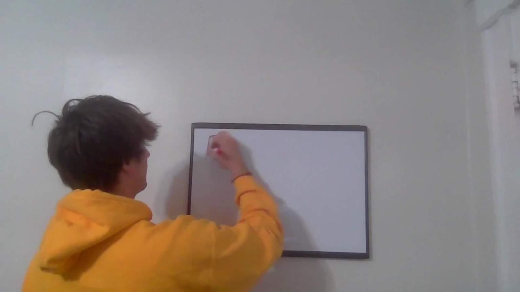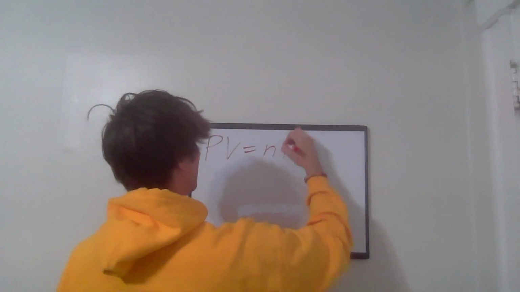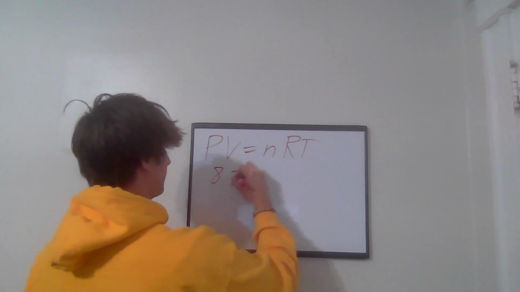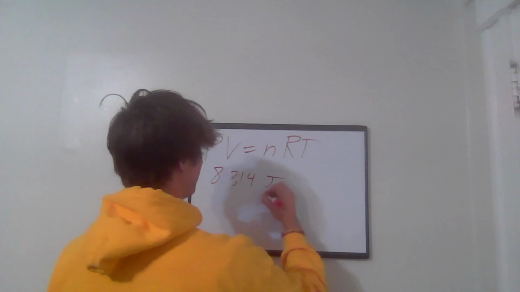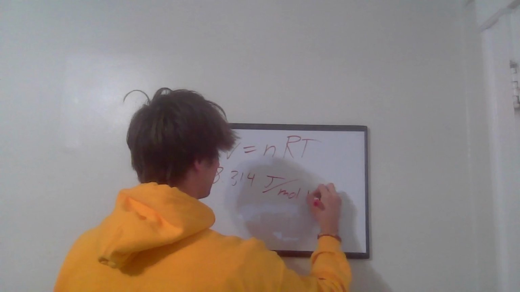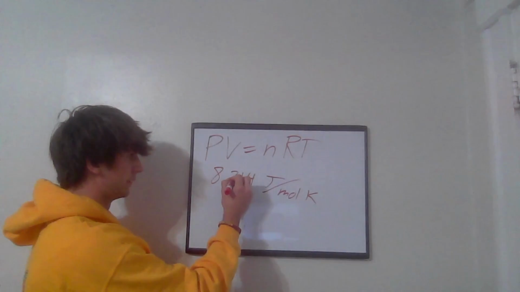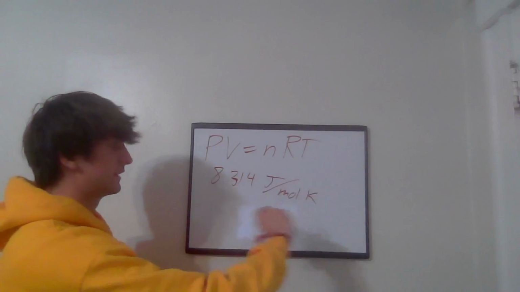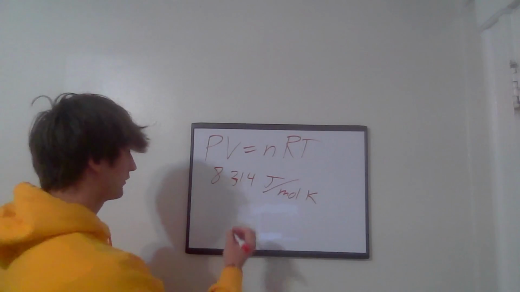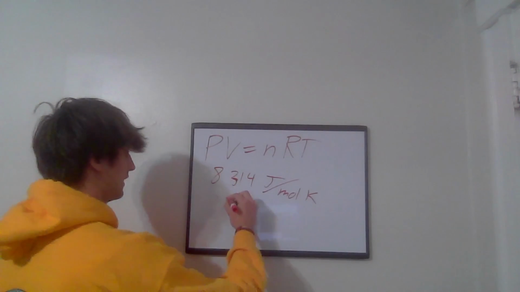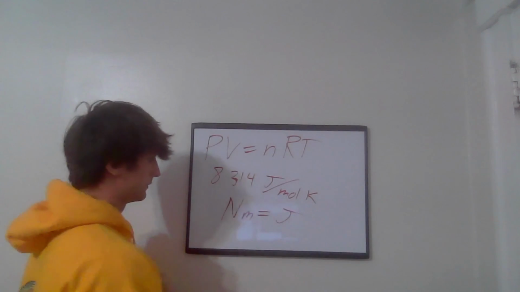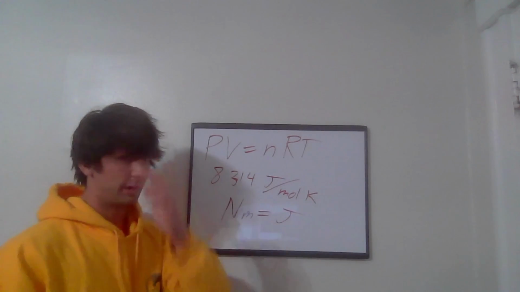So along with PV equals nRT, we're also going to be using the constant 8.314 joules per mole Kelvin. This constant is going to help us figure out what our ultimate equation is going to give. We're going to state this right at the beginning, and we're also going to find out with cancellation that Newton meters equals joules. This is also going to help us find our pressures and volumes.